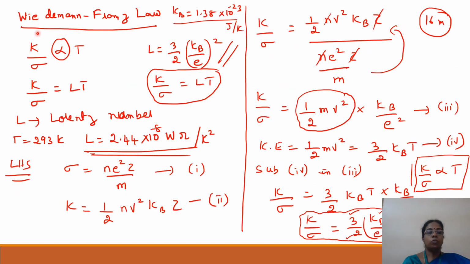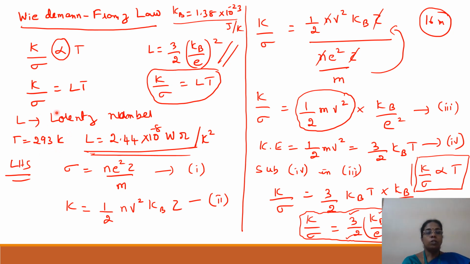Now we are going to discuss the Wiedemann-Franz law. The ratio of the thermal conductivity to the electrical conductivity is directly proportional to the absolute temperature. If I want to remove the proportionality, I introduce a constant. So K by σ is equal to L into T, where L is the Lorentz number. The value of the Lorentz number is 2.44 × 10^-8 watt ohm per Kelvin square, at the temperature of 293 Kelvin.